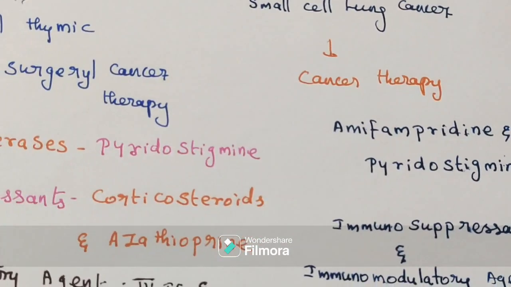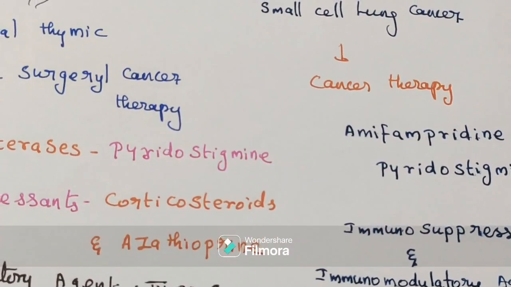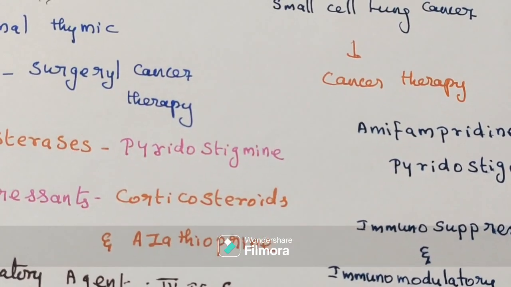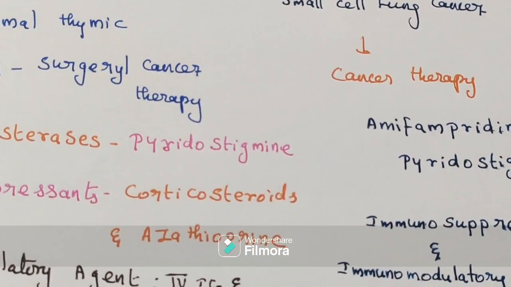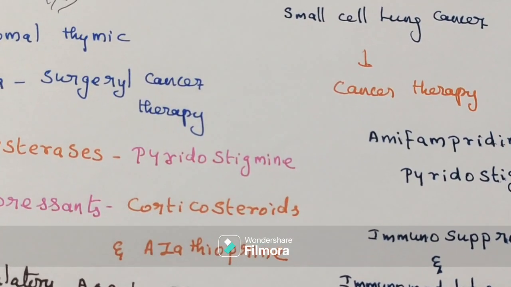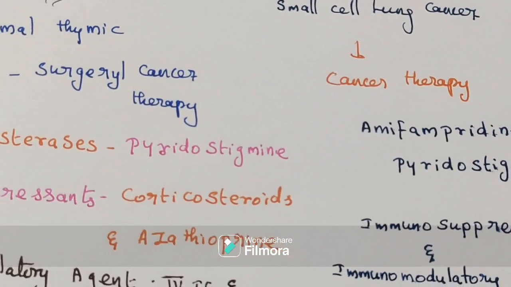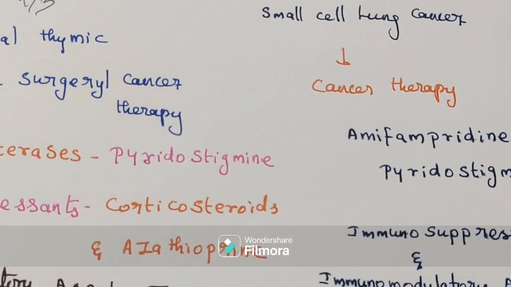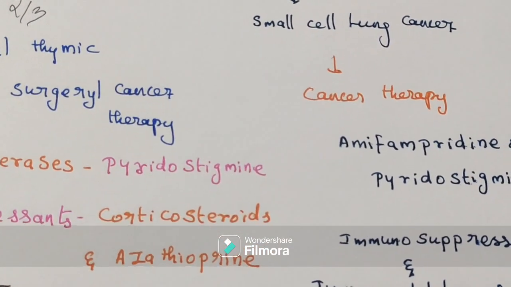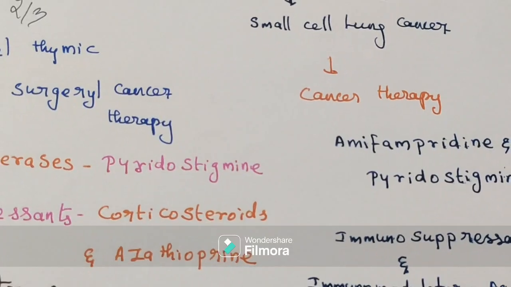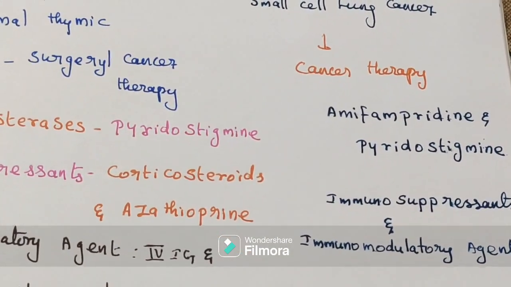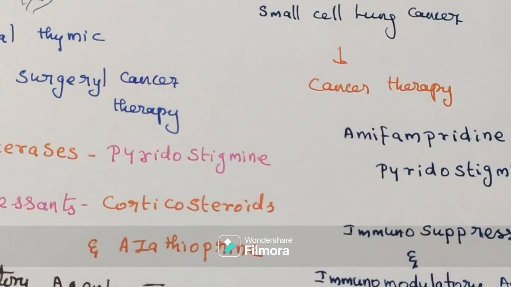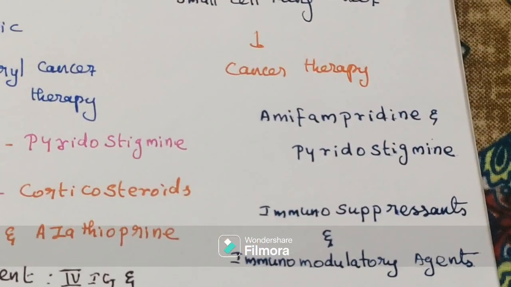In the case of myasthenic syndrome, it can be treated with drugs like amifampridine and pyridostigmine to improve muscle strength, and immunosuppressant and immunomodulatory agents, just like we did in the treatment of myasthenia gravis.